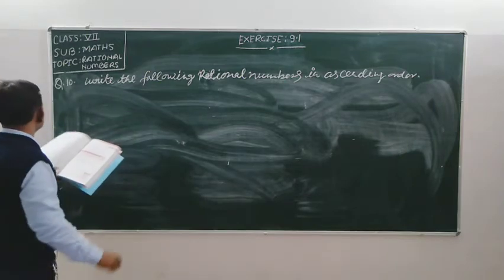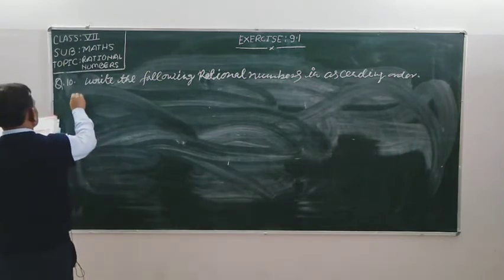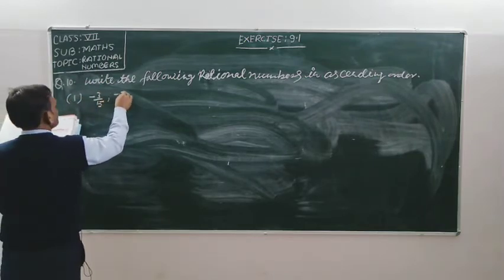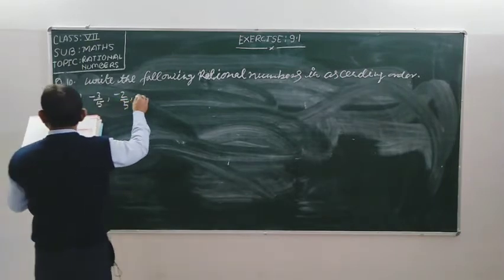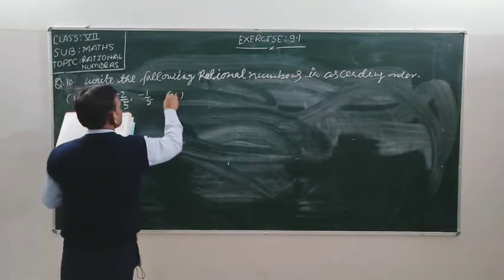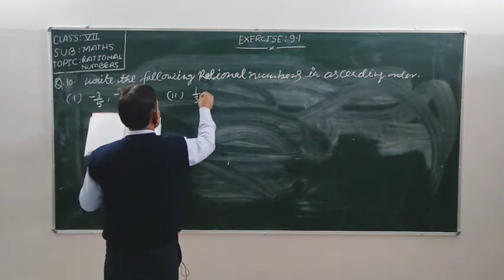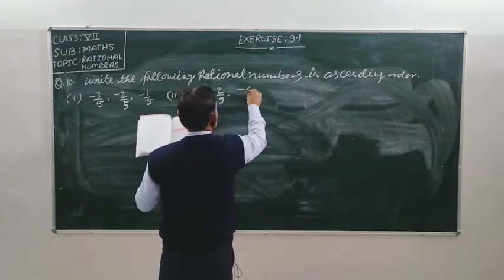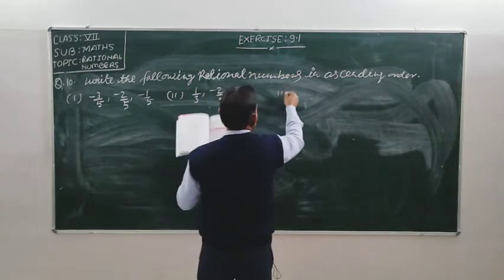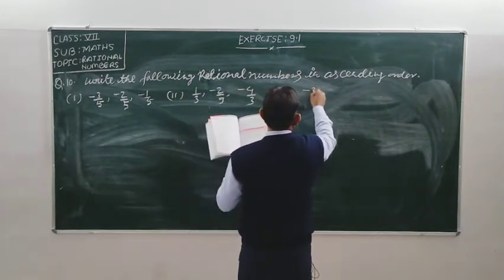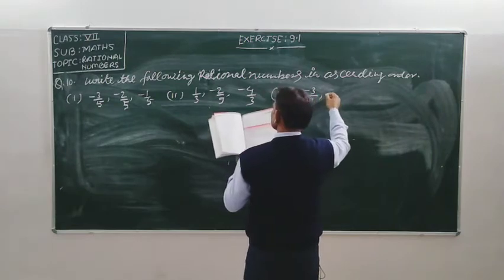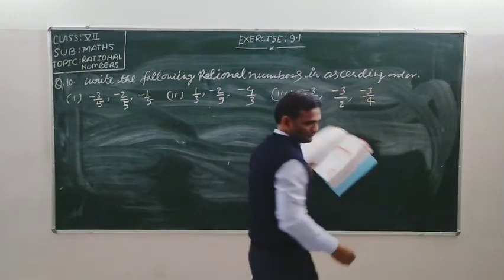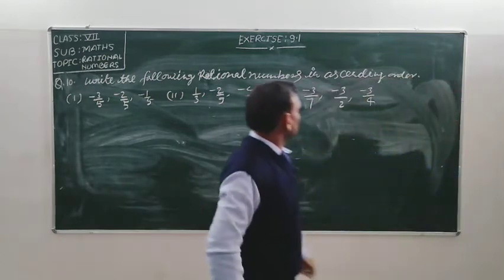I am taking the whole of this question because this is very, very important. Part first is minus 3 upon 5, minus 2 upon 5, and minus 1 upon 5. Part second is, student, 1 upon 3, minus 2 upon 9, minus 4 upon 3. And third part is minus 3 upon 7, minus 3 upon 2, minus 3 upon 4. Student, this question is very, very important.